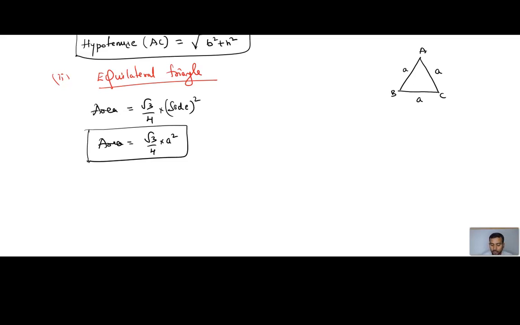Children, in your numericals, they will ask you one more formula, that is the height of an equilateral triangle. If you want to find the height of an equilateral triangle, then we use the formula root 3 by 2 into a, or a root 3 by 2. So, this is the formula we use to find the height of an equilateral triangle. Any doubts? Then next, we have the next type of triangle, that is the isosceles triangle.